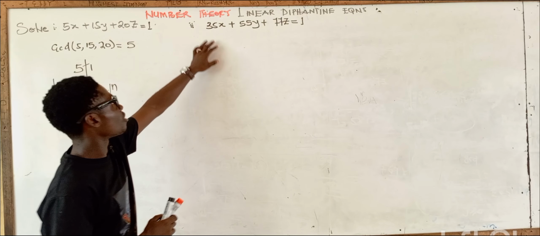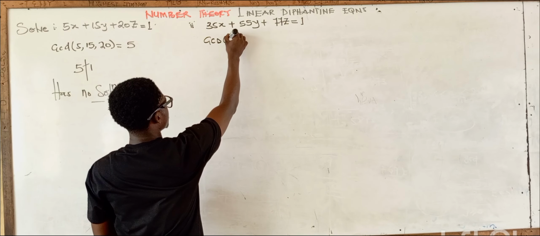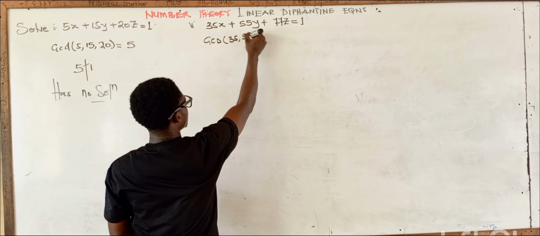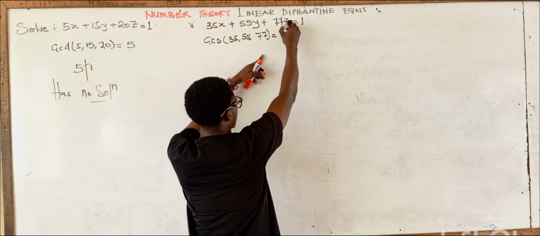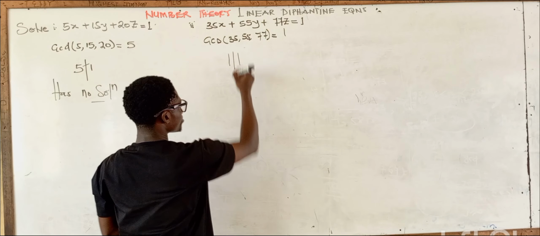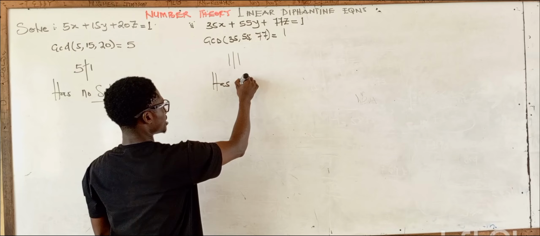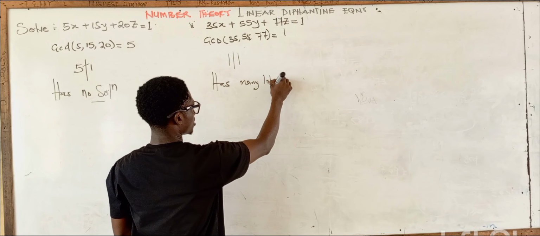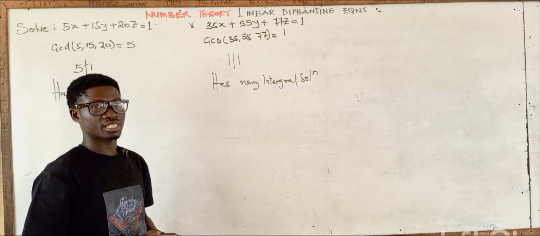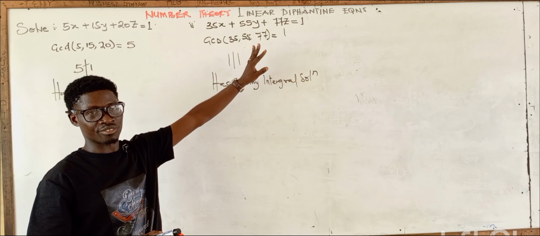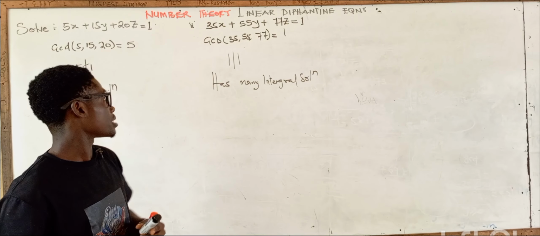First thing, we find the GCD of 35, 55, and 77. We know that the GCD of these three integers is 1. Now does 1 divide 1? It is true that 1 divides 1. So it means that this equation has many integral solutions. Now, if it has a solution, how do we approach it? How do we approach a linear Diophantine equation involving three variables? We have two methods: the split method and the substitution method. We are going to make use of the split method.